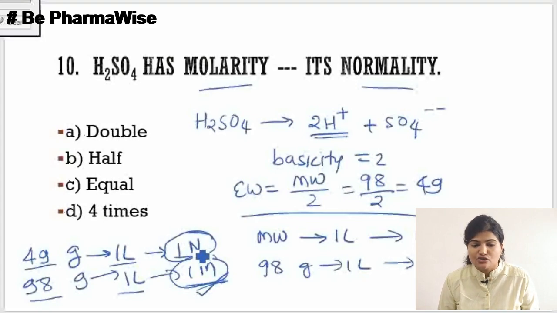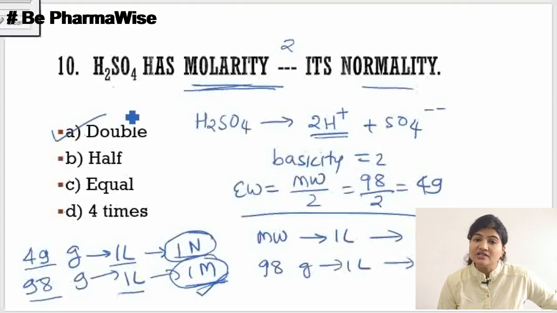Are you getting it? So now come to the question. H2SO4 has molarity double its normality. But if the question was asked like H2SO4 has normality dash its molarity, then it will be half. So you have to read the question very carefully. What they have asked, you have to answer accordingly. So in this case, molarity is double its normality. I hope you are getting it.